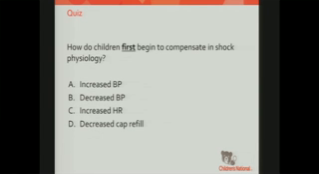In terms of shock physiology, what is the thing that children do first? This is different than adults. Do they increase their blood pressure? Do they decrease their blood pressure? Do they increase their heart rate? Or do they decrease their cap refill?